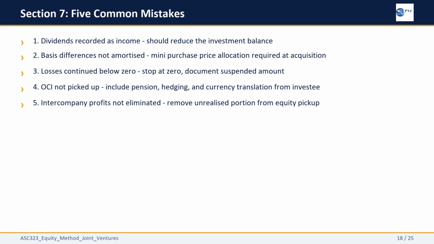Section 7 addressed the operational risks. These 5 mistakes are the most common sources of errors and audit findings in equity method accounting. All 5 are preventable with the right procedures and active period-end monitoring. The common thread is discipline. The equity method requires ongoing judgment and adjustment every single period, not just at initial acquisition.